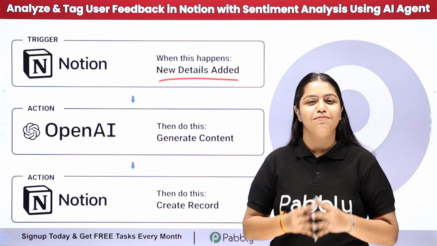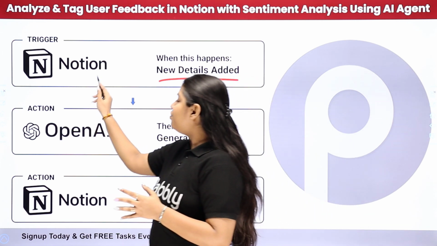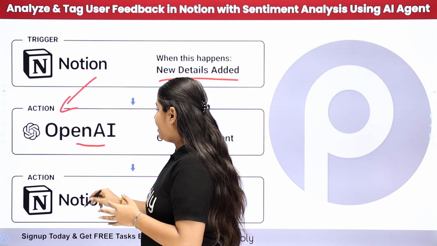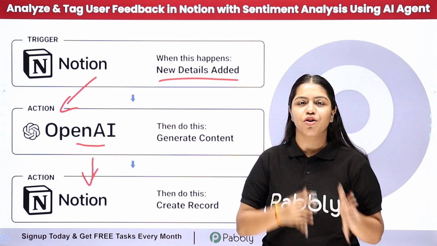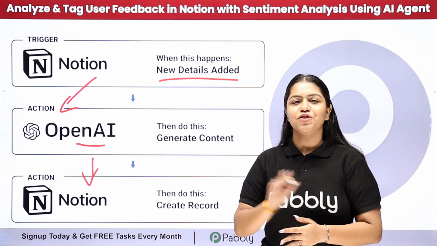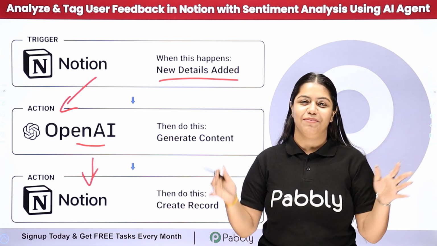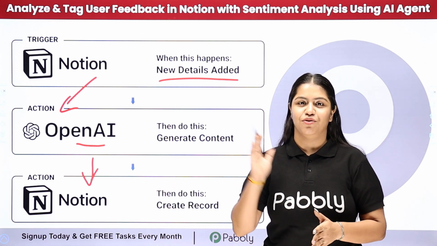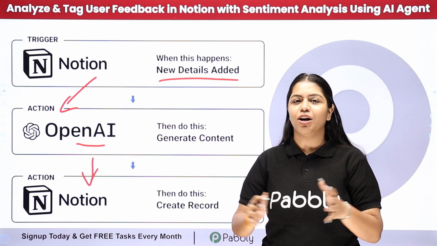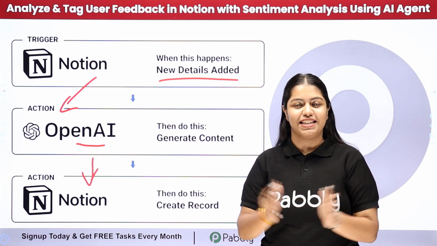So to do this, we are simply going to create a connection between Notion, my AI agent, which is OpenAI, and Notion. And to create this connection without knowing any programming or coding language, we are going to use Pabbly Connect. It is an amazing automation software. So if you also want to create this amazing automation for your own business, then for that you have to come with me towards my screen.